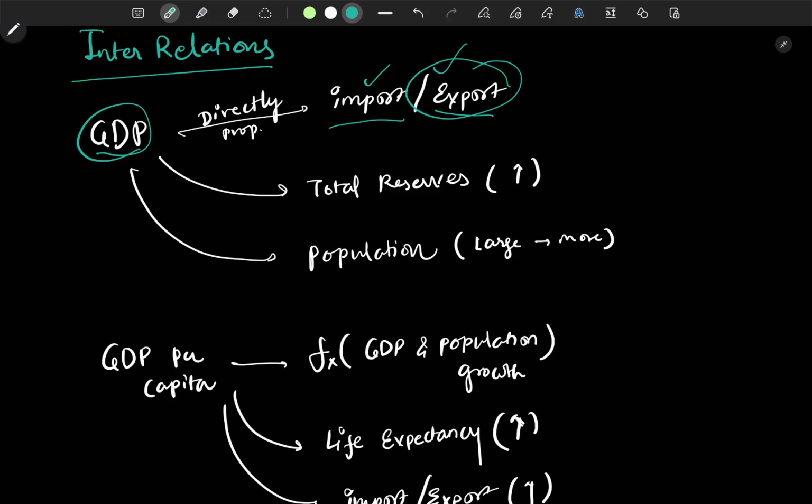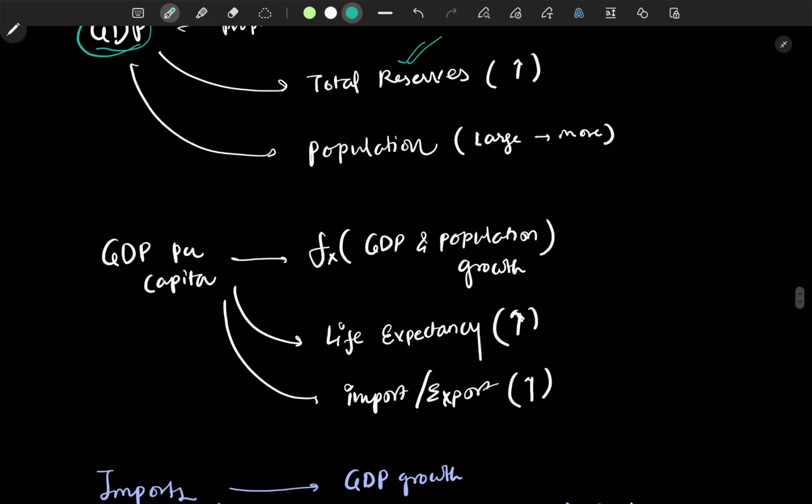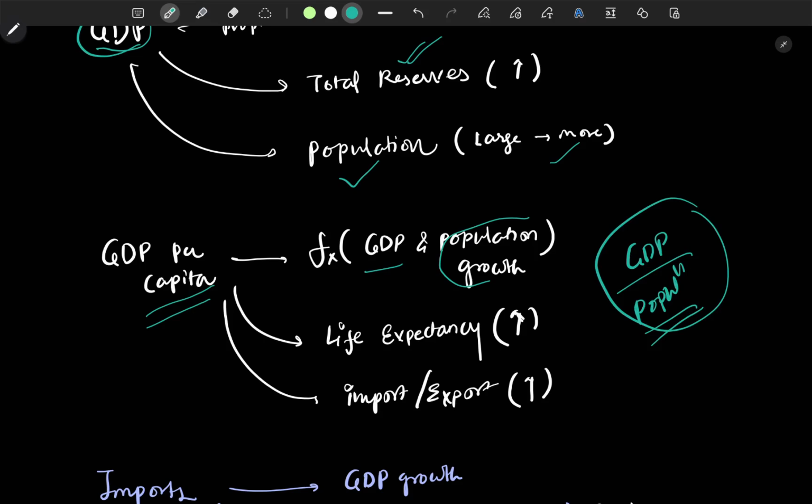The higher GDP countries tend to put more into the reserves to maintain financial stability and maintain the currency strength. GDP is directly related to the population, so the larger the population is, the more the GDP is. GDP per capita is different. GDP per capita doesn't depend on the population. It is a function of GDP and population, meaning GDP per population. It's a unit measure per person.